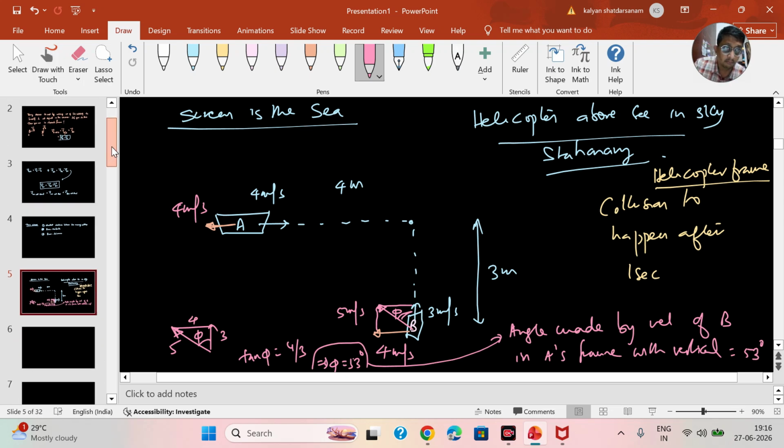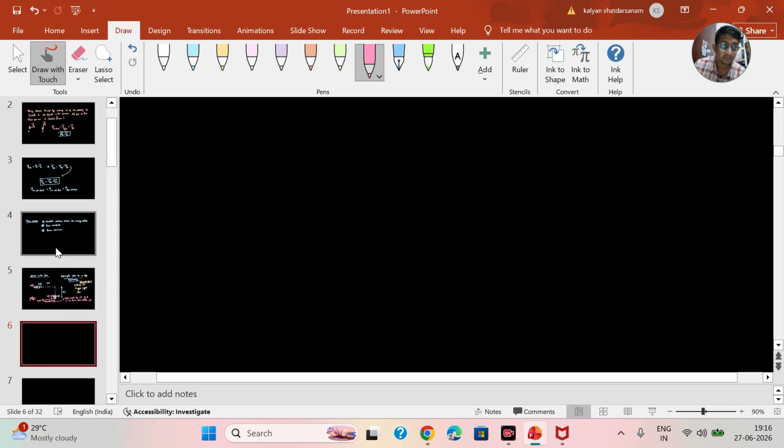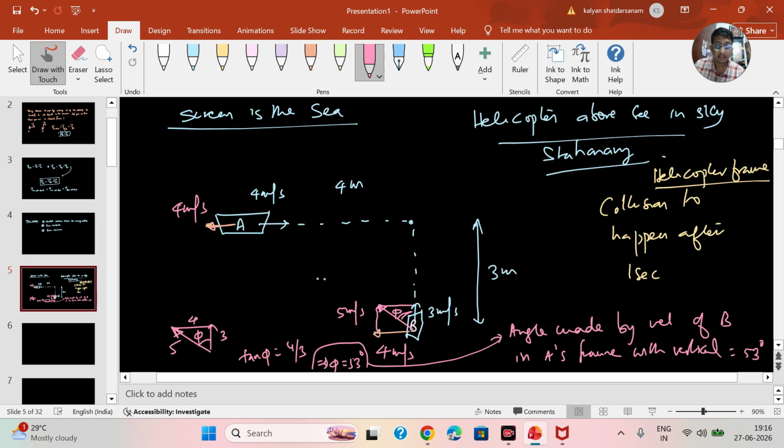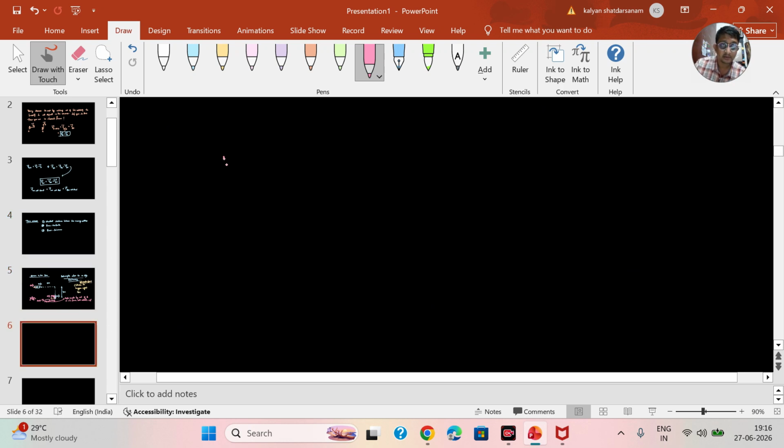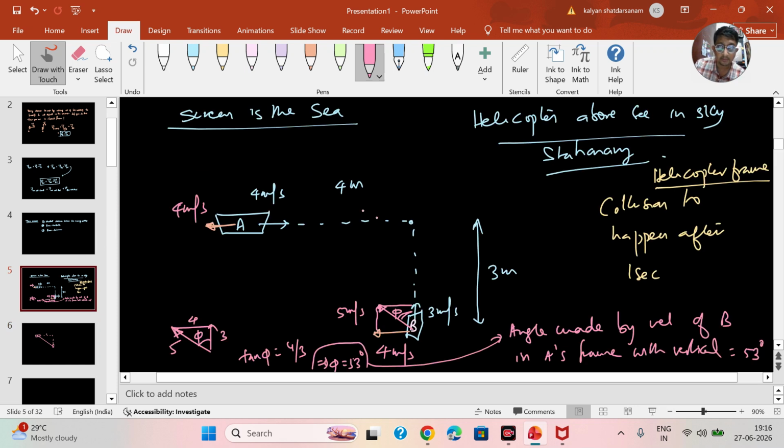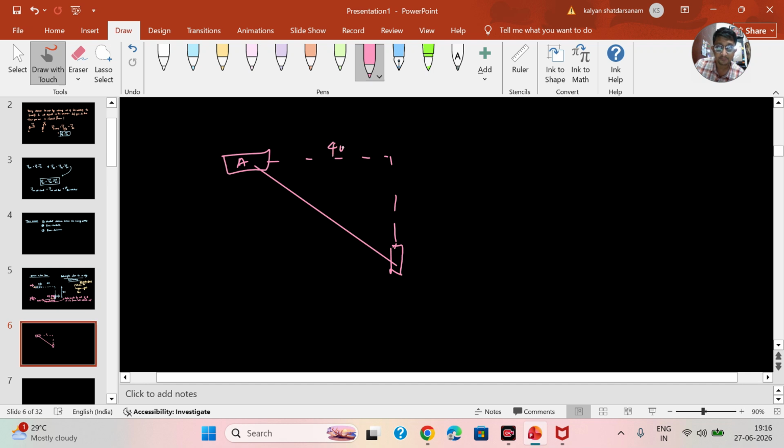Now what about the line joining these ships? So A and B, I am redrawing them here. I am keeping A at rest now, and B is here. What about the line joining them? What angle is it making with vertical? We know if you go above, this is 4 meters and this is 3 meters. So I am writing that here, 4 meter, 3 meter. This is the line joining the ships. Let us say it makes theta. Tan theta is again 4 by 3, which implies theta is 53 degrees.